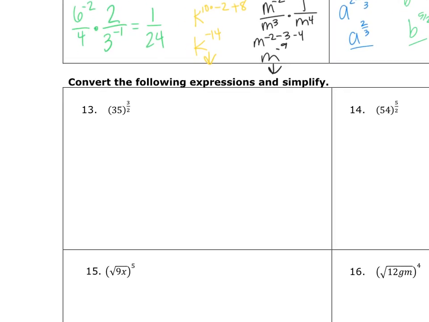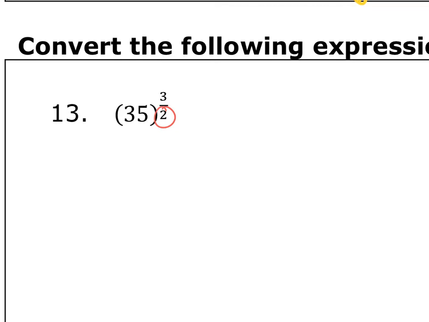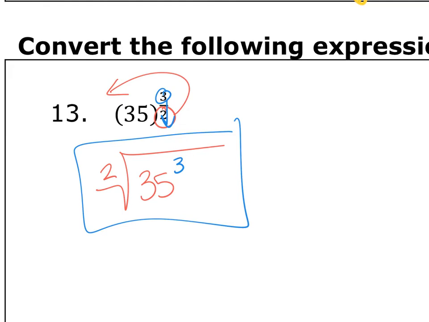Okay. Problem 13 asks you to convert. So remember, when we convert, that number that's on the top pops down to the bottom, and then the number on the very bottom pops out to the outside. So bottom pops to the outside, top pushes to the bottom. So I take this 2 and push it out. Take the 3 and push it down. And that is my simplified form.